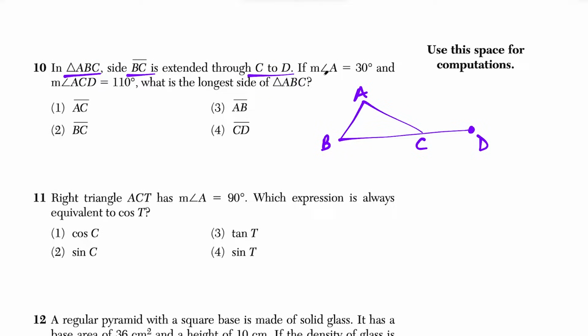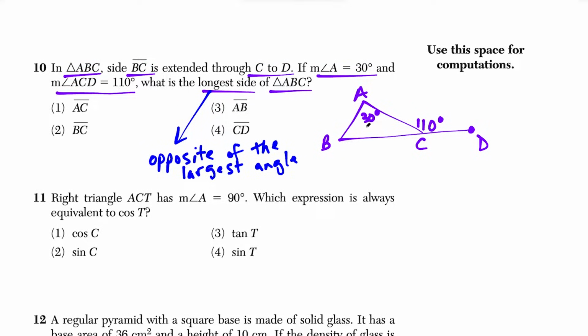And now we're told the measure of angle A is 30 degrees. So I'm just going to label this angle up top 30 degrees. And then next we're told the measure of angle ACD, that's this exterior angle out here, is 110 degrees. And now we want to know what is the longest side of triangle ABC. So the big idea for this question is that the longest side is opposite of the largest angle.